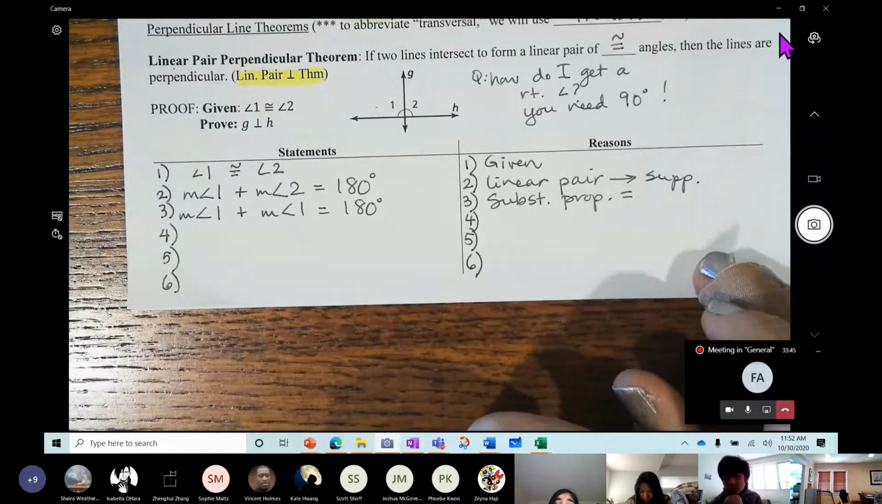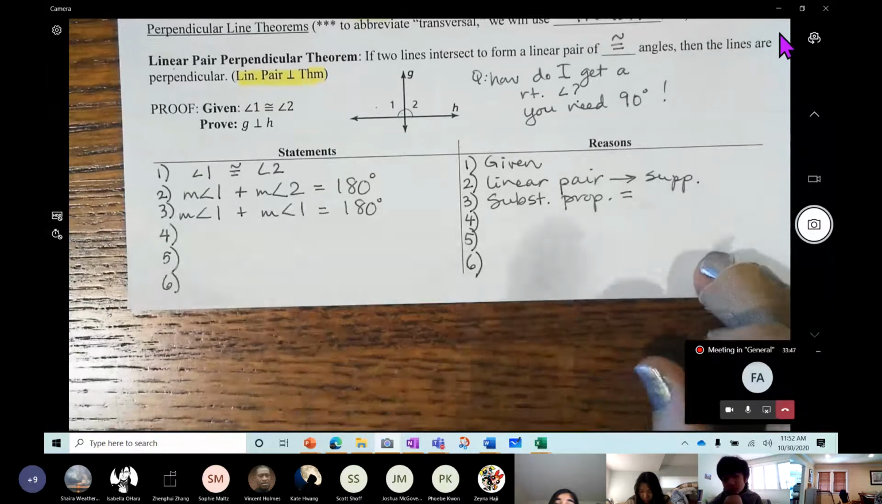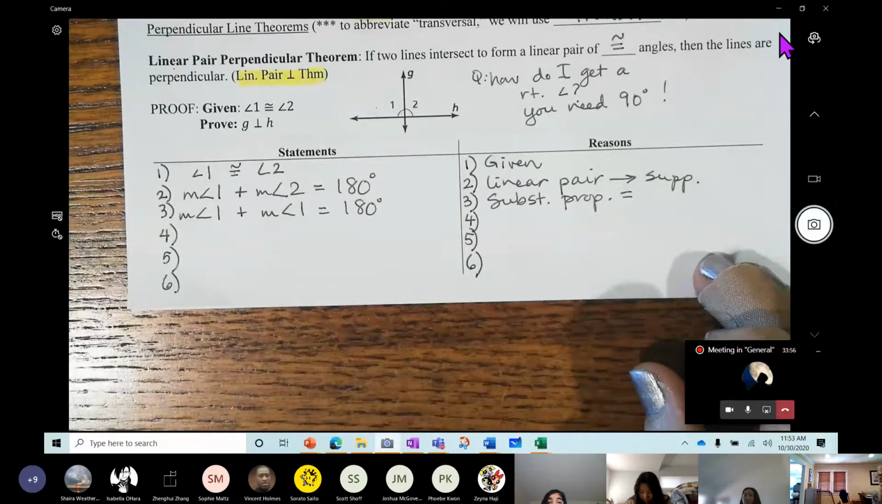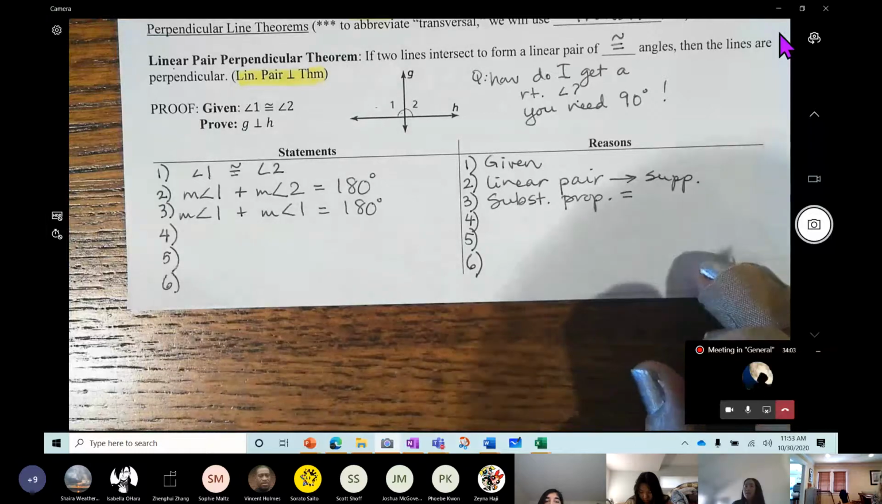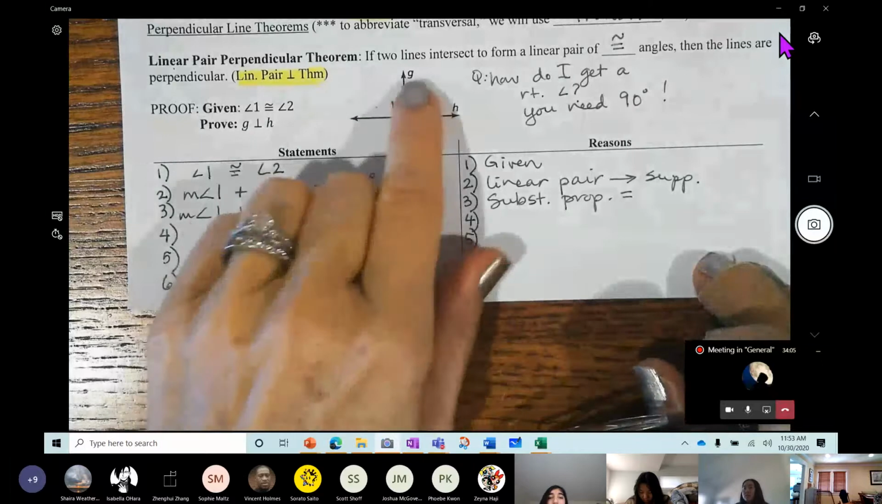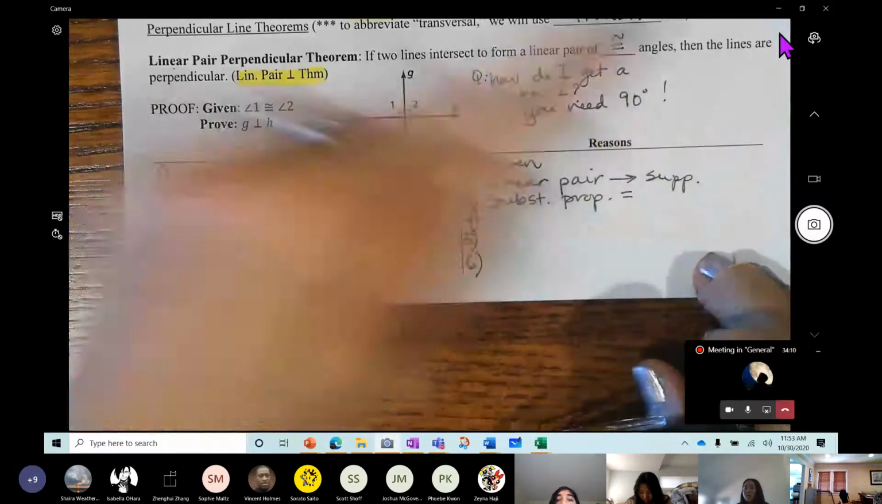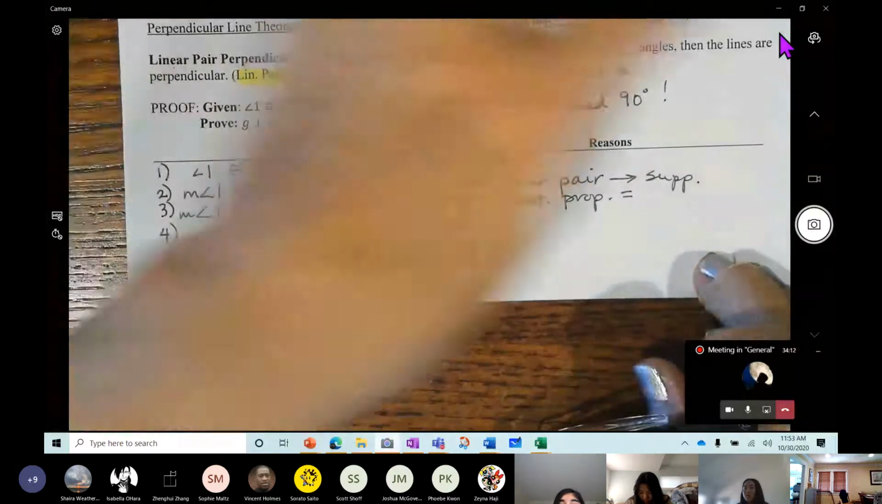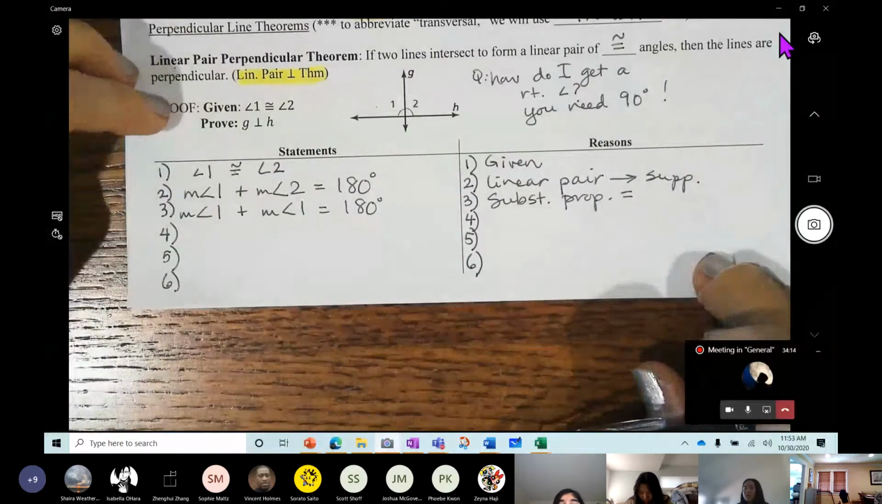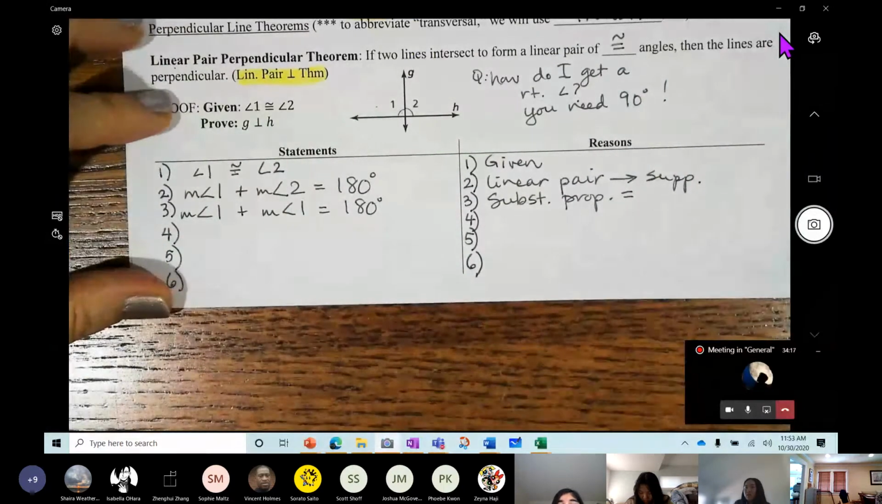It doesn't help you get closer. But it's a great guess, and that's what I was hoping to hear from people. Kate, you want to try? Would you use the linear pair perpendicular theorem? Okay, so we're actually not ready to use that theorem yet. We don't have, well, I guess we have that. We're actually trying to prove that we can use that theorem. So, and that's good. You're thinking.